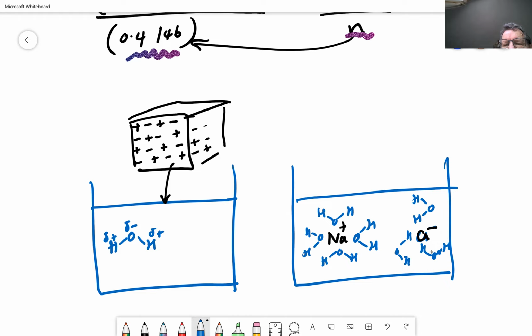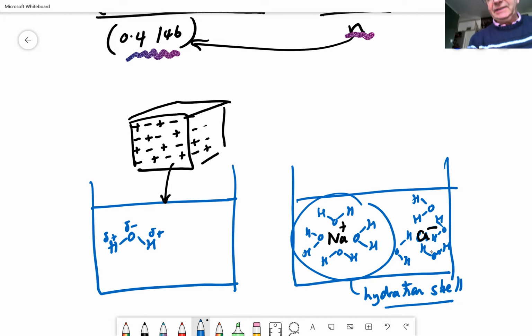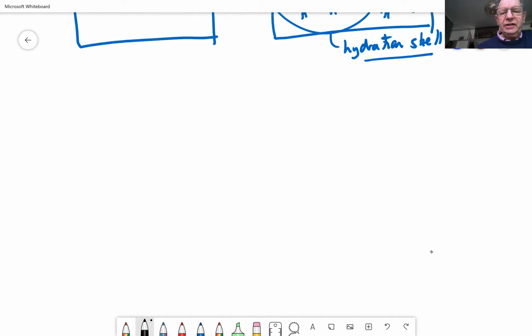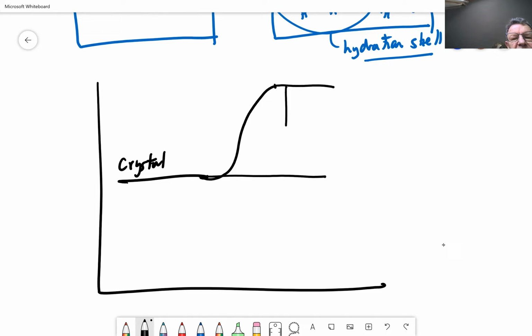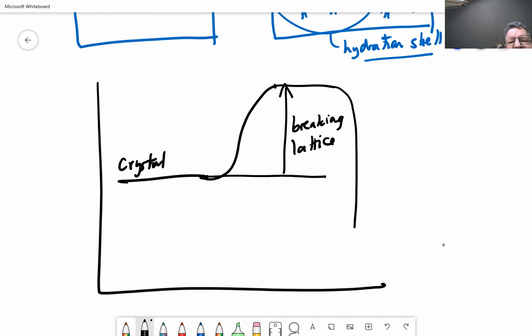And we call this round the sodium a hydration shell. That's what it's called. And what is happening is this. In an energy sense, just like in the energy profiles I did before, two things have to happen. We start with the crystal, and we have to break the crystal. So this here, from this level to there, is breaking the lattice. And then when it comes down the other side, down here, we are making bonds with the water.